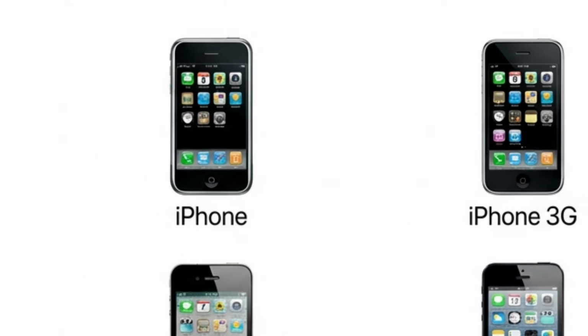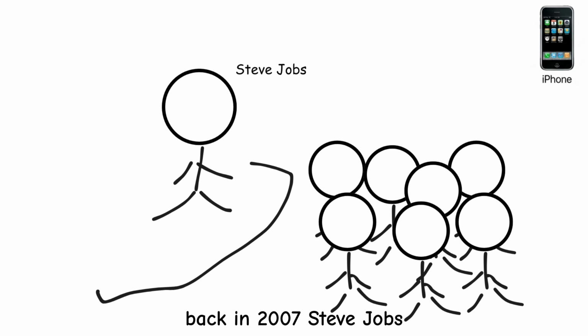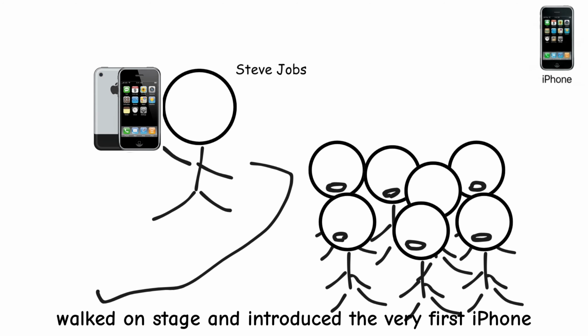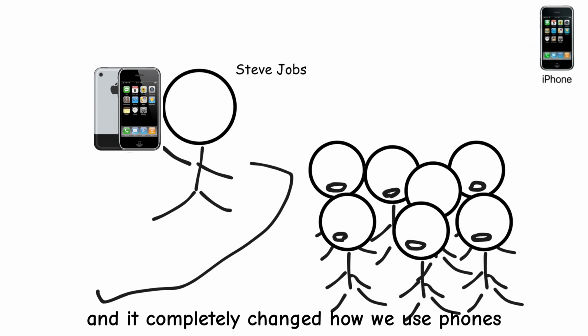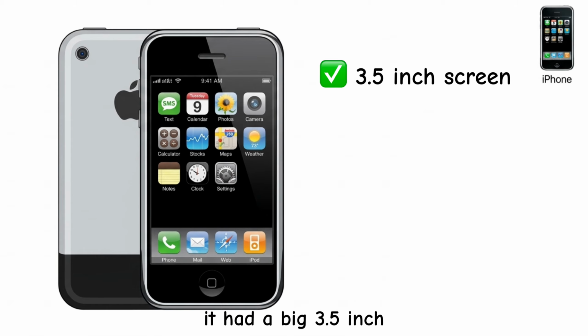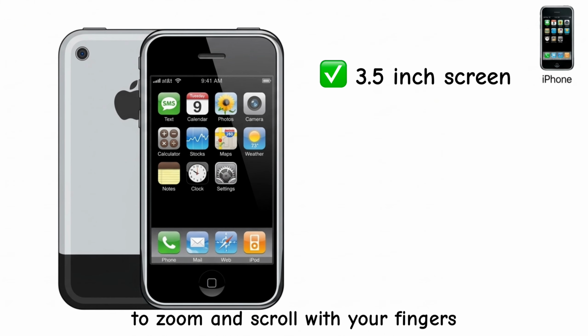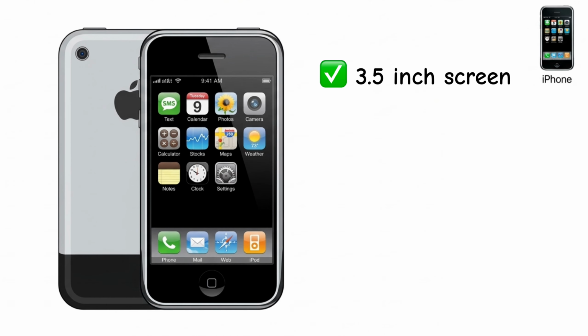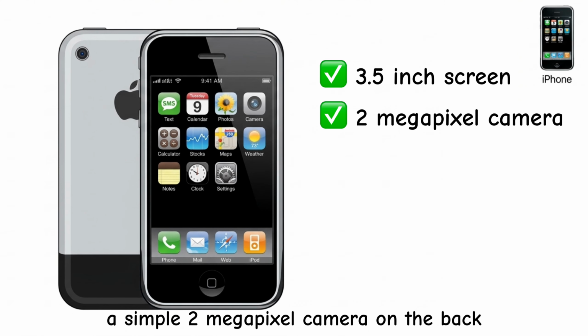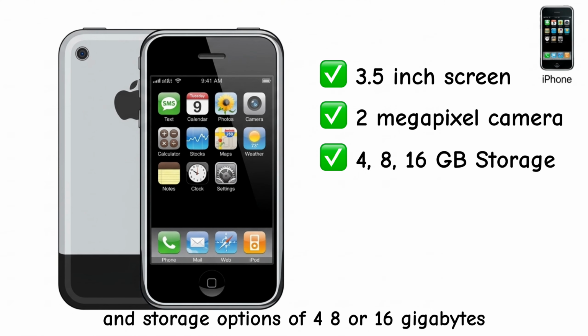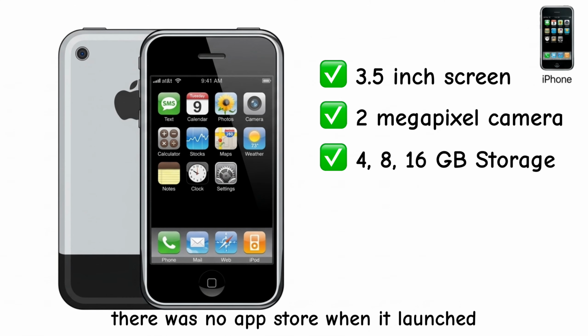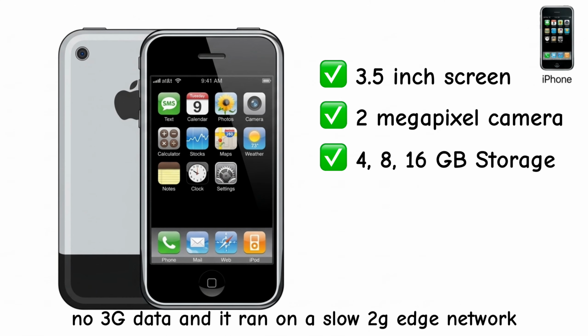The original iPhone. Back in 2007, Steve Jobs walked on stage and introduced the very first iPhone, and it completely changed how we use phones. It had a big 3.5-inch multi-touch screen that let you pinch to zoom and scroll with your fingers, a simple 2-megapixel camera on the back, and storage options of 4, 8, or 16 gigabytes. There was no App Store when it launched, no 3G data, and it ran on a slow 2G Edge network.